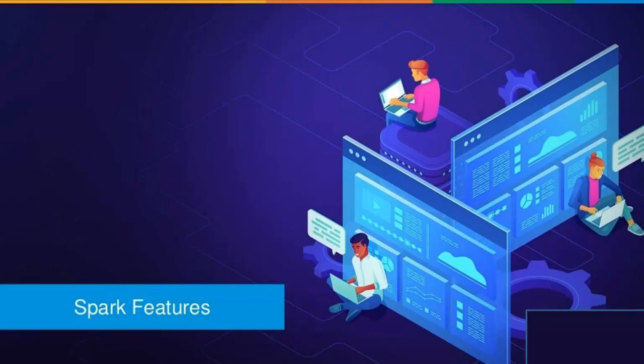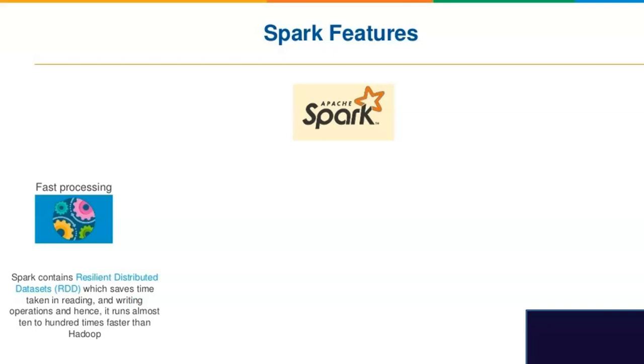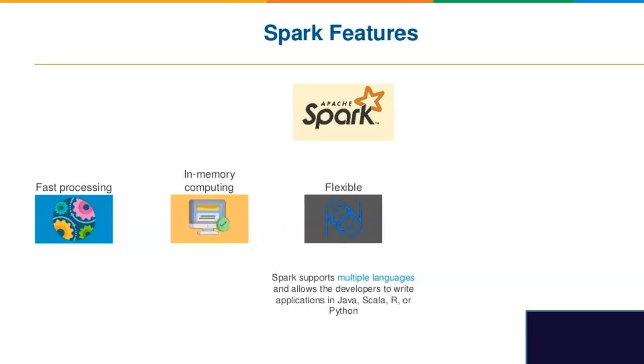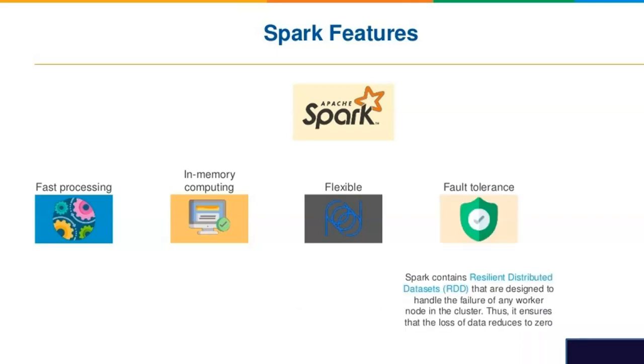Let's talk about more features of Spark, that is RDD for fast processing. Apache Spark has Resilient Distributed Datasets, which saves the time taken reading and writing, and it runs almost 10 to 100 times faster than Hadoop. As I said, it's in-memory processing, flexible, and fault tolerant because of Resilient Distributed Datasets, and resilience is lineage in nature. Also, RDDs ensure the data is actually stored along with some information, and because of their lazy evaluation process, it is more fault tolerant.